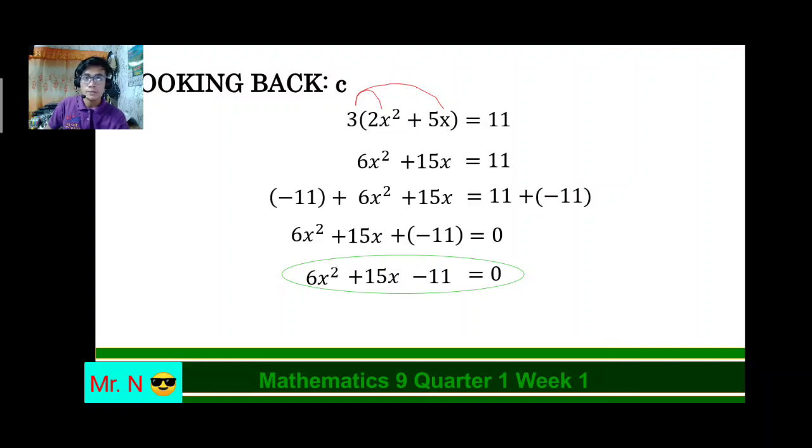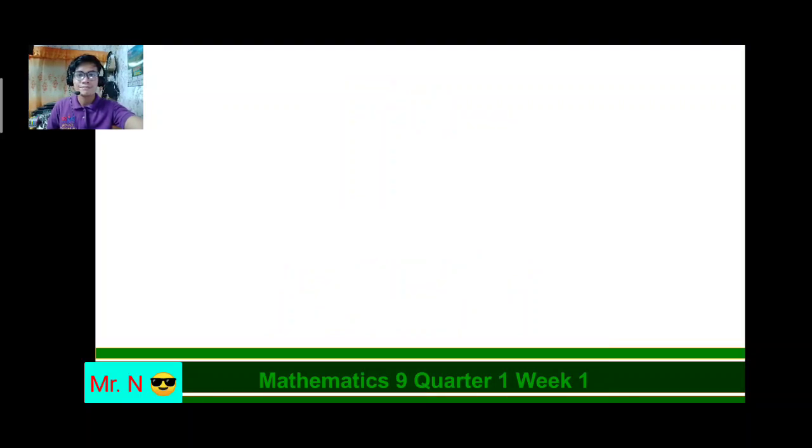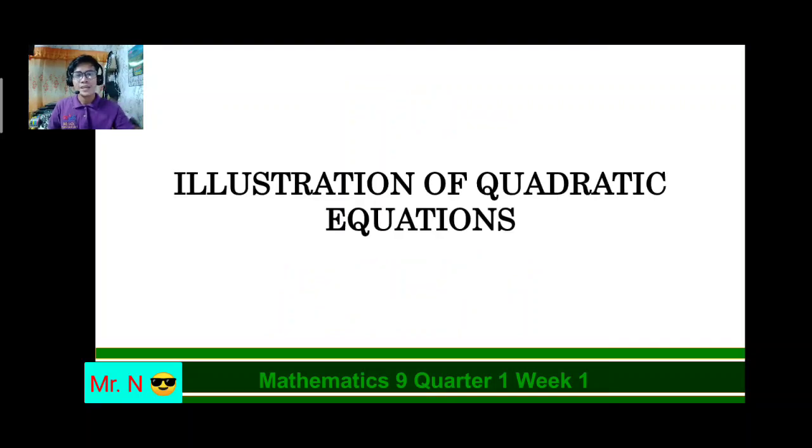Let's identify if it is quadratic or linear. What is the highest exponent? Okay, very good. The highest exponent is 2. So meaning to say, this resulting equation is in degree 2 and it is a quadratic equation. We're done. Okay, so we're done reviewing the concepts of identifying if a given equation is linear or quadratic. So let's have our lesson.